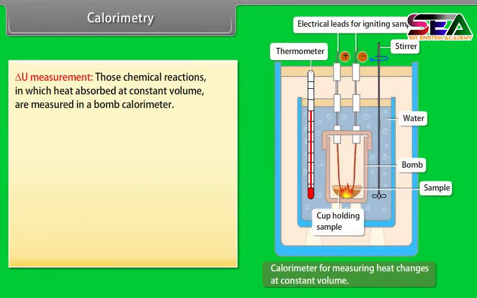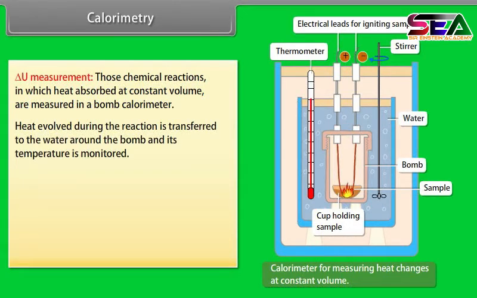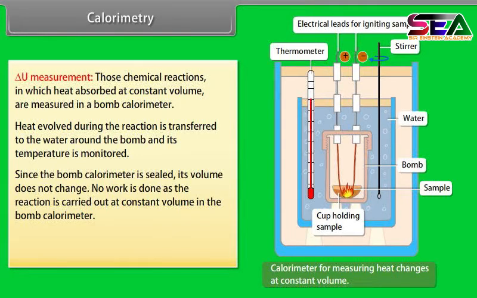Delta U measurement. Chemical reactions in which heat is absorbed at constant volume are measured in a bomb calorimeter. The steel vessel is immersed in a water bath to ensure that no heat is lost to the surroundings. A combustible substance is burnt in pure dioxygen supplied in the steel bomb. Heat evolved during the reaction is transferred to the water around the bomb and its temperature is monitored. Since the bomb calorimeter is sealed, its volume does not change. No work is done as the reaction is carried out at constant volume in the bomb calorimeter.